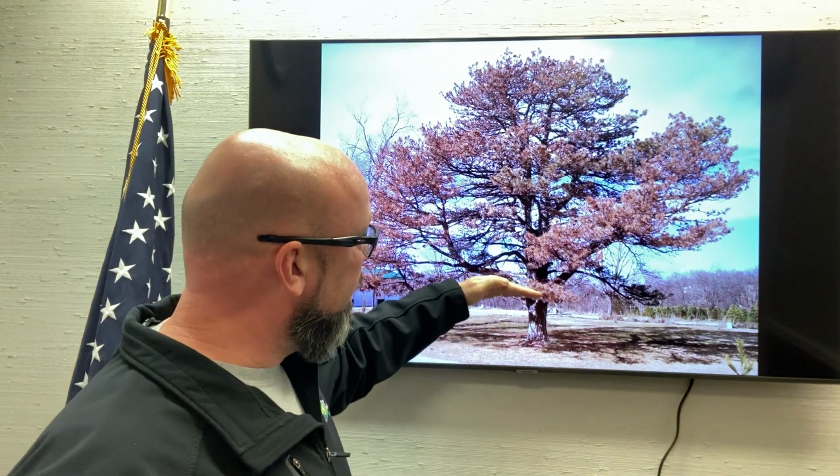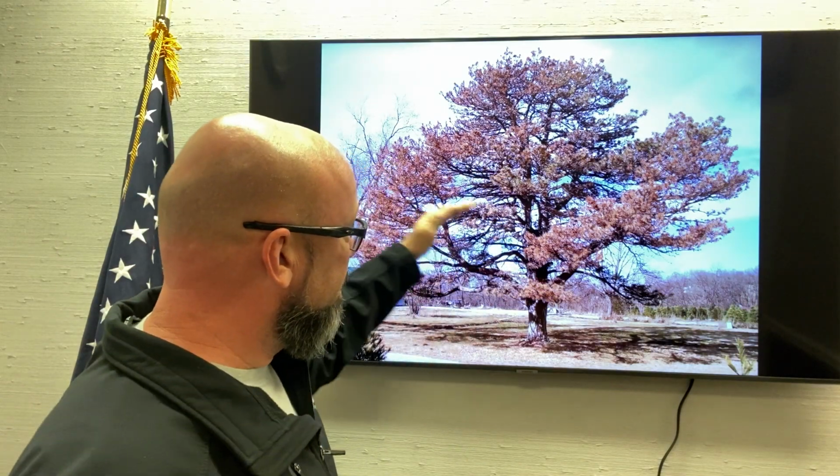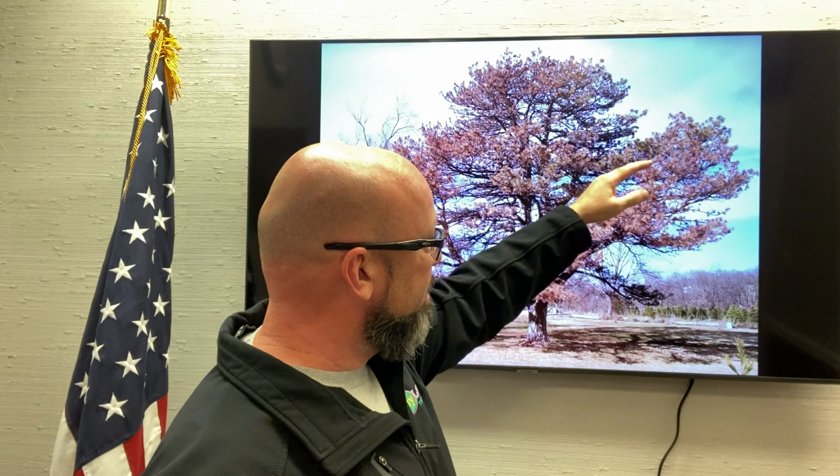So if the tree can't get any water throughout this entire canopy, throughout these different leaders, they die very quickly. And that's why you'll see a tree that's infected with pine wilt die in 3 weeks to 3 months tops, I would say.